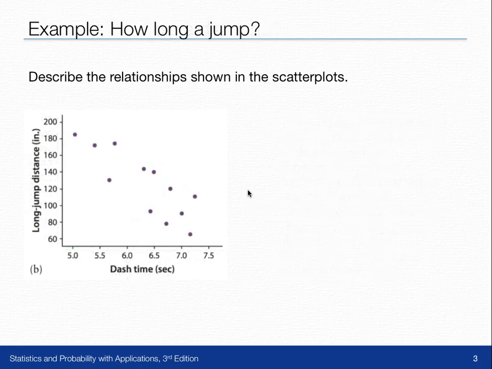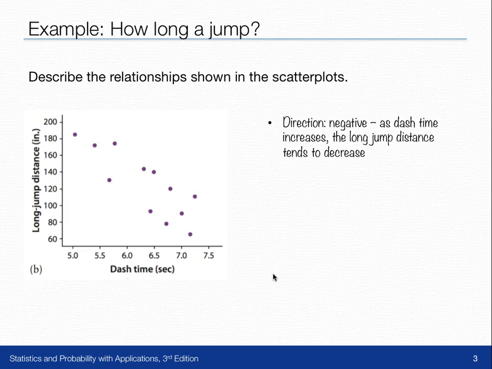So let's look at the second example. This example takes a look at the relationship between the dash time and the long jump distance in inches. And so what we can see is, is the association positive or negative? Here we can see that it's negative. As dash time increases, the long jump distance has a tendency to decrease for many of these athletes.